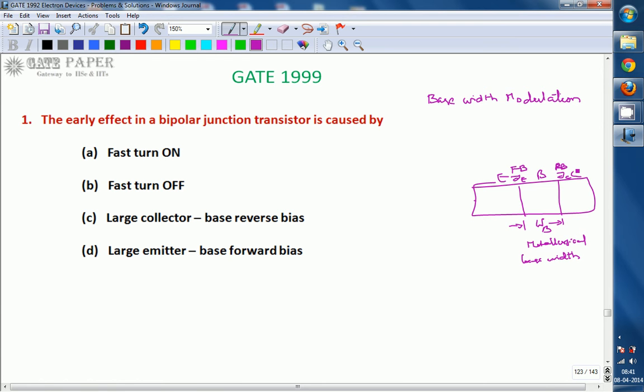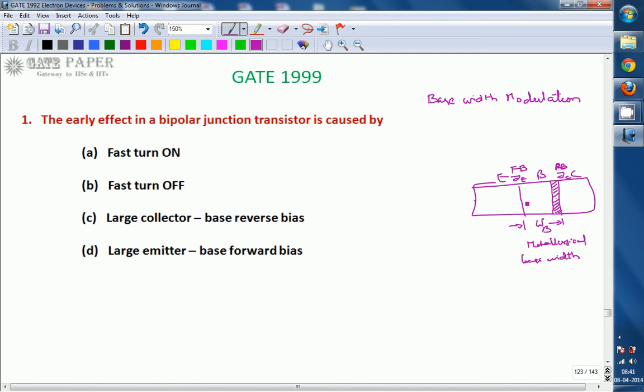If you look at the collector base junction, the collector is heavily doped compared to the base, that is, the base is lightly doped in the collector base junction. So the depletion layer width penetrates more into the base side. Whenever it is more into the base side, a part of the base width is covered by the depletion region, which consists of only immobile ions. No mobile charge carrier will be present.